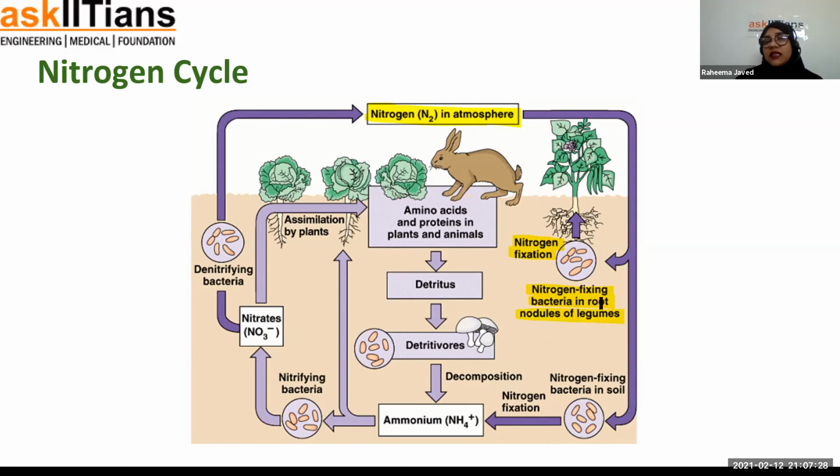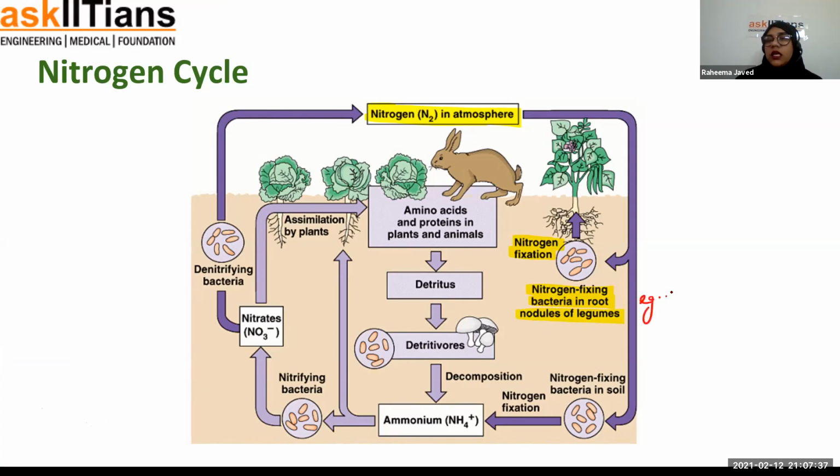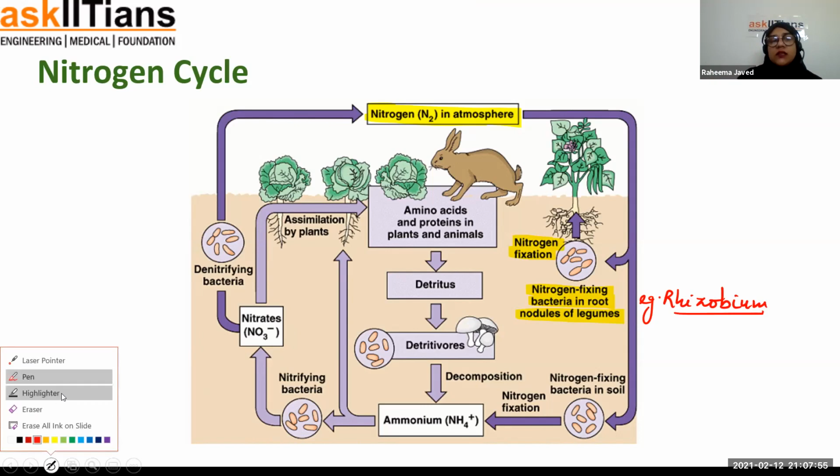The bacteria that is involved in doing that, I'm going to give an example of that. This bacteria, Rhizobium, is its name. It is a symbiotic bacteria. That means the plant is providing shelter to the bacteria, and the bacteria in turn is fixing nitrogen for the plant. So it is a symbiotic relationship. As you can remember, I discussed symbiosis in the first video of this topic.